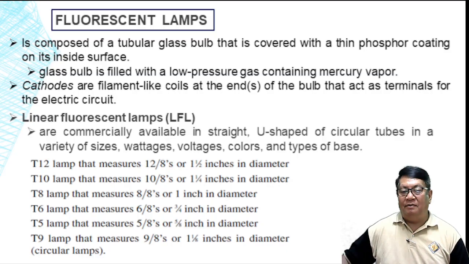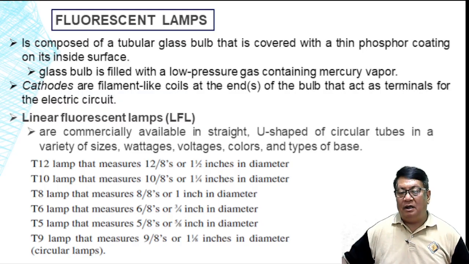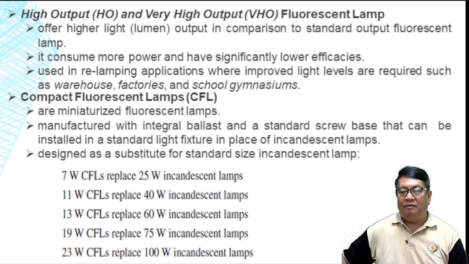We have the different linear fluorescent lamps: T12, T10, T8, T6, T5, and T9. These depend on the diameter and the length of the tube that we have. We also have the high output and very high output fluorescent lamps.